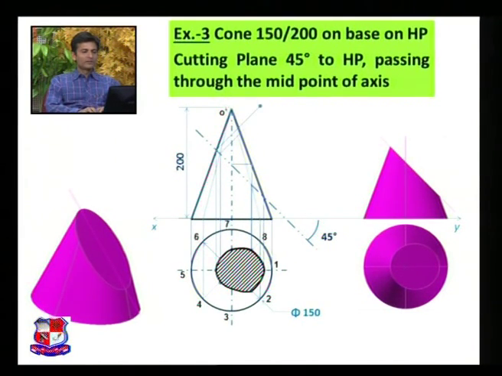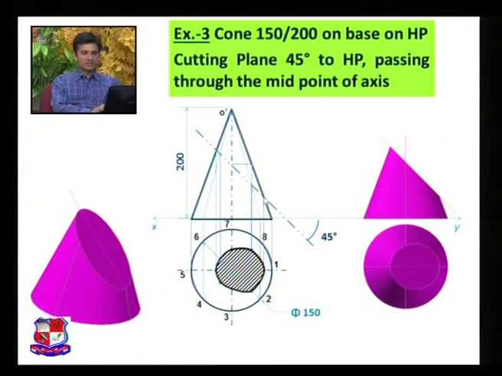Now name the view. Now what should we do to draw the true shape of the section? As this cutting plane is inclined at an angle of 45 degrees, this view doesn't represent its true shape. So to draw the true shape of the section, let me find out the distance of the respective points from the XY line and transfer these points from this cutting plane to this side.